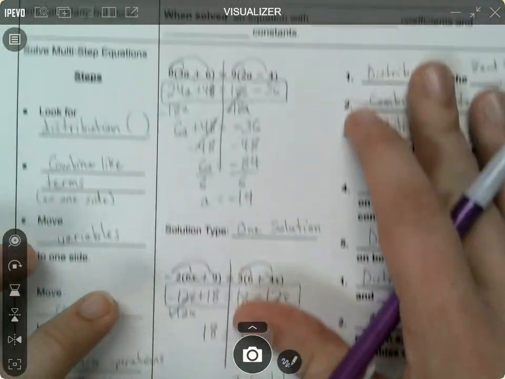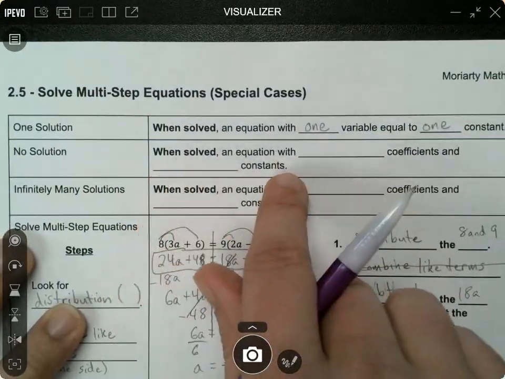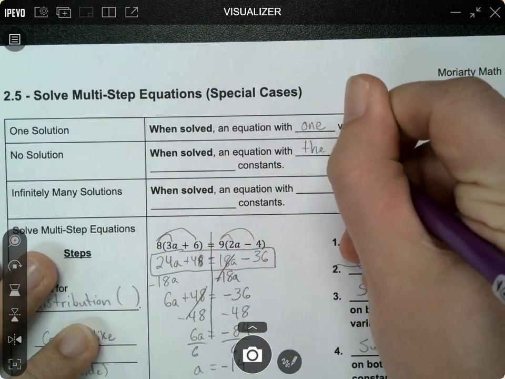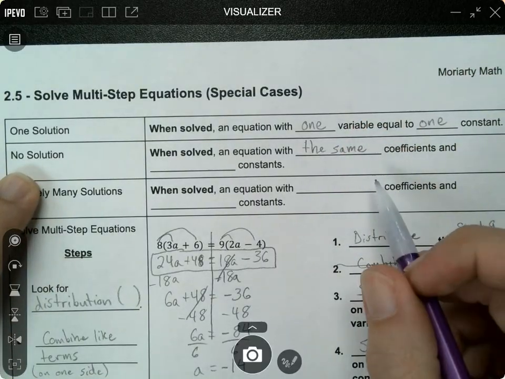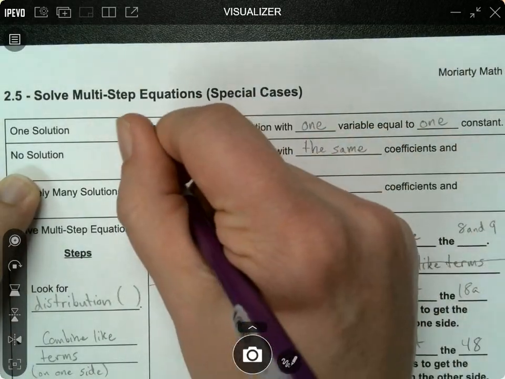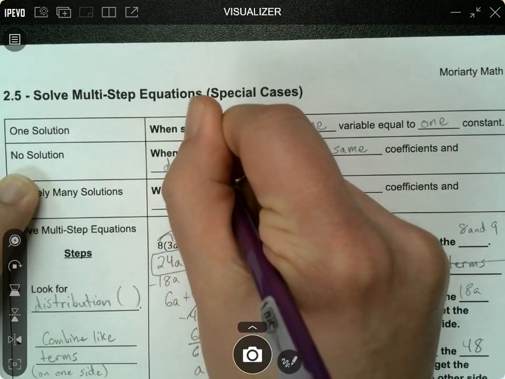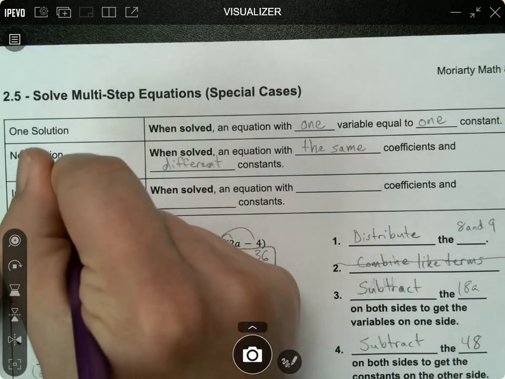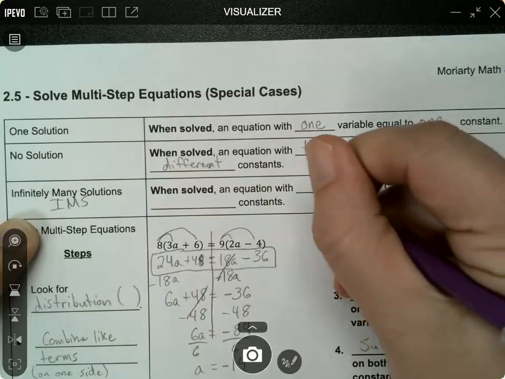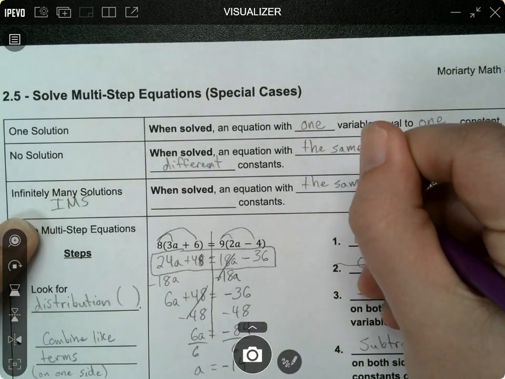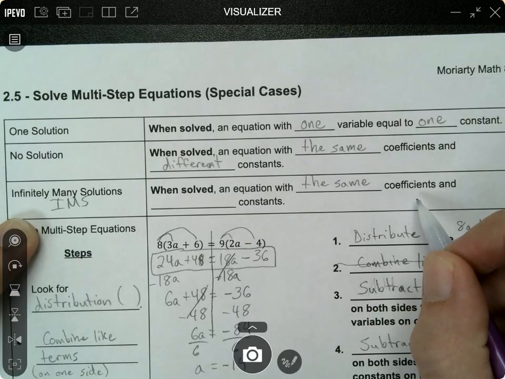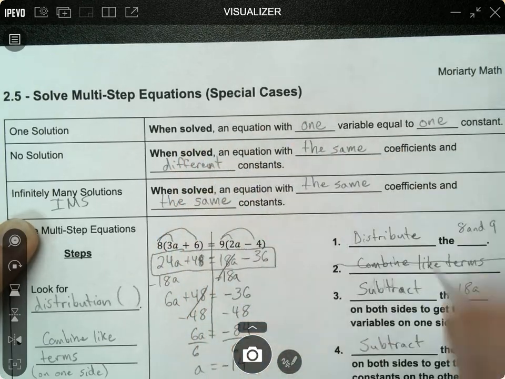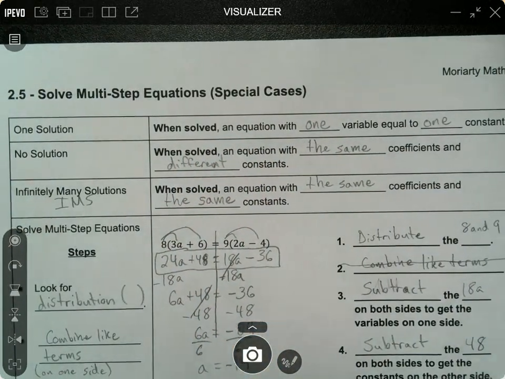Okay? So that's what I kind of want you to do with these variables. When solved, it's an equation that has the same coefficients, but for no solution, that means the left side and the right side are not equal. They will have different constants. Okay? For infinitely many solutions, they're going to look similar. They'll have the same coefficients and the same constants. Okay? So let me zoom out a little bit.